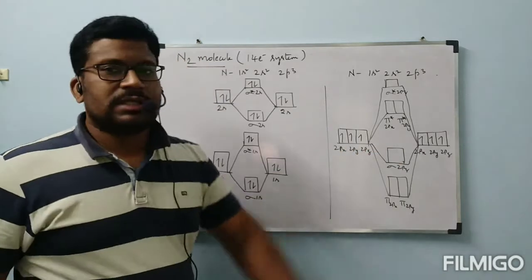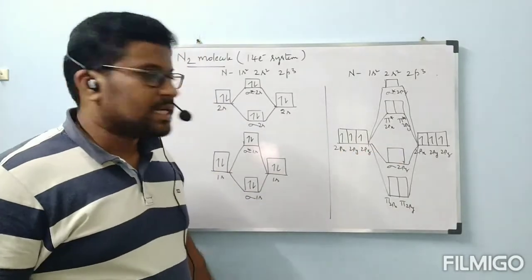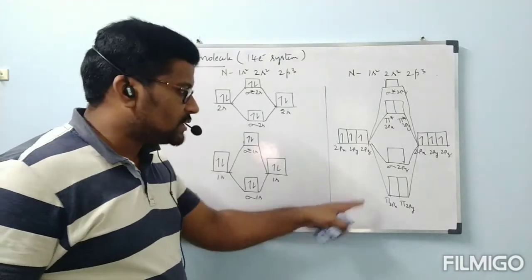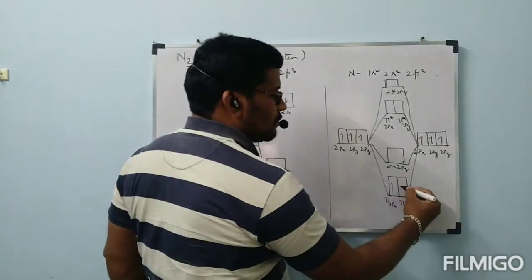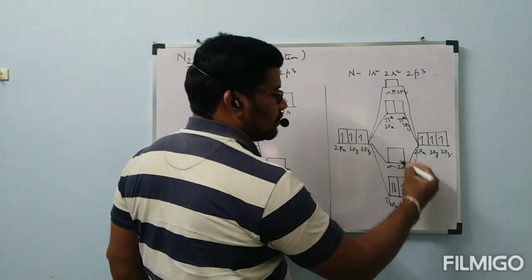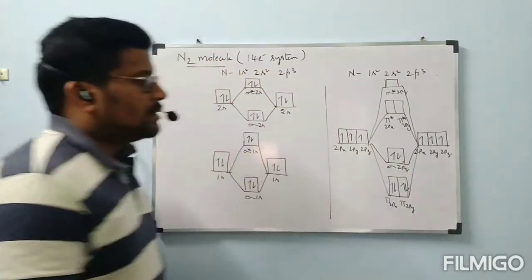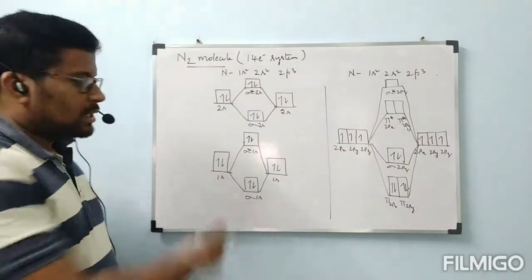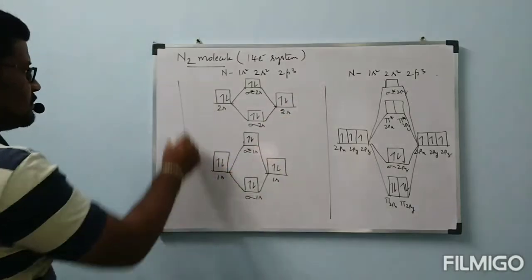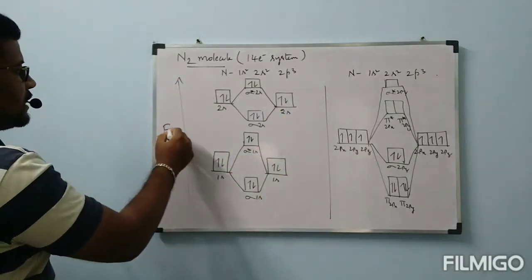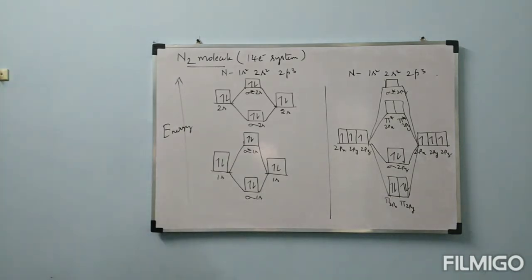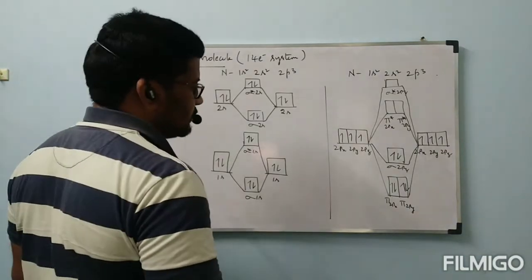Totally, how many electrons are present? 6 electrons. Those 6 electrons must enter the molecular orbitals by following Hund's rule first. 1, 2, 3, 4, 5, 6. Sigma 2pz contains 2 electrons. This is the complete diagrammatic representation, and this must be represented with an arrow mark for energy on the left side. Now, what is the electronic configuration?